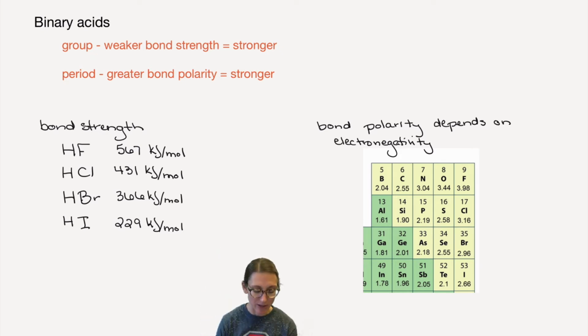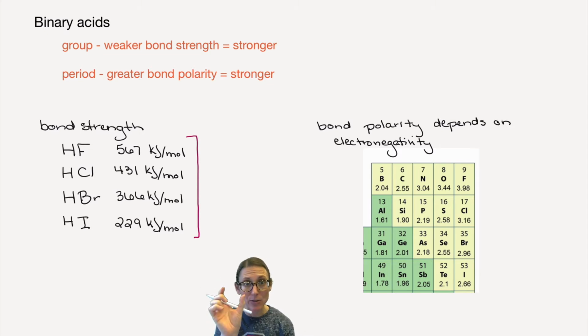So if you look at bond strengths, I've got bond strengths down here for hydrofluoric acid, hydrochloric acid, hydrobromic acid, and hydroiodic acid. And these are the HBr, HCl, HI, that bond strength. HF has a relatively strong bond, 567 kilojoules per mole, more than anything else. It's harder to break, you get fewer products, and that's going to be a weaker acid.